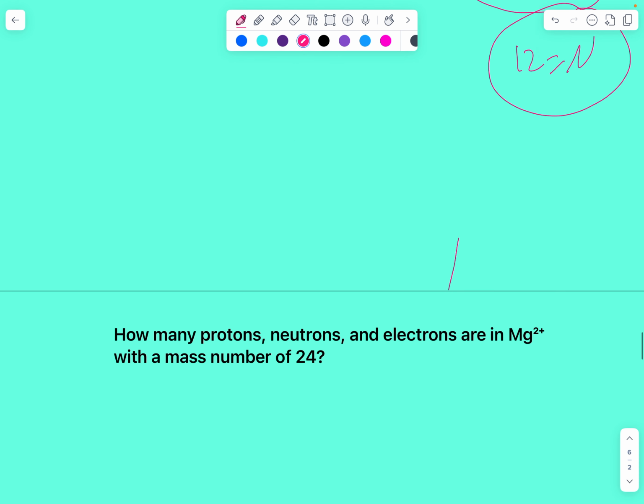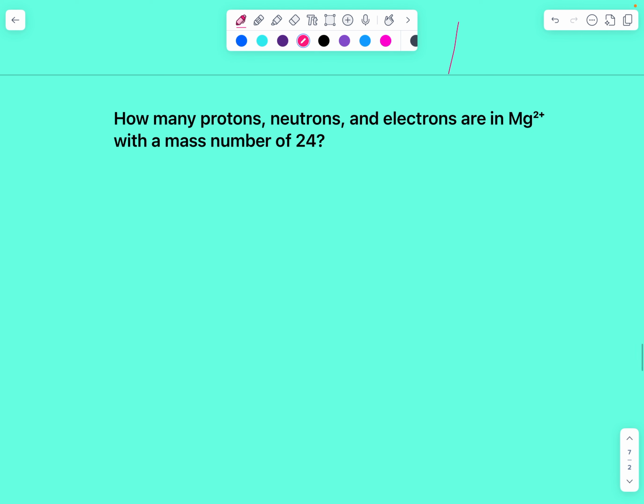Okay, good job. Let's try a different one that's a little harder. How many protons, neutrons, and electrons are in Mg2+ with a mass number of 24? Okay, so step by step, magnesium on the periodic table is known as Mg. And on the periodic table, please have yours out, you guys, the atomic number is 12, right? So protons equals the atomic number.